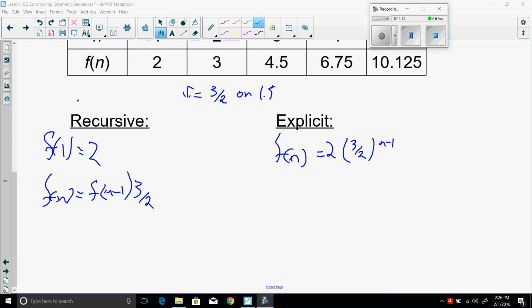Okay, so you should have gotten your r values to be 3/2 or 1.5 if you keep dividing 3/2 here, obviously, and then 4.5/3 is the same thing. And then your recursive rule should have been f of 1 is equal to 2, and then f of n is equal to f of n minus 1 times 3/2, or 1.5. And then f of n is equal to 2 times 3/2, or 1.5, to the n minus 1. Hopefully that's what you guys got. All right, moving on.